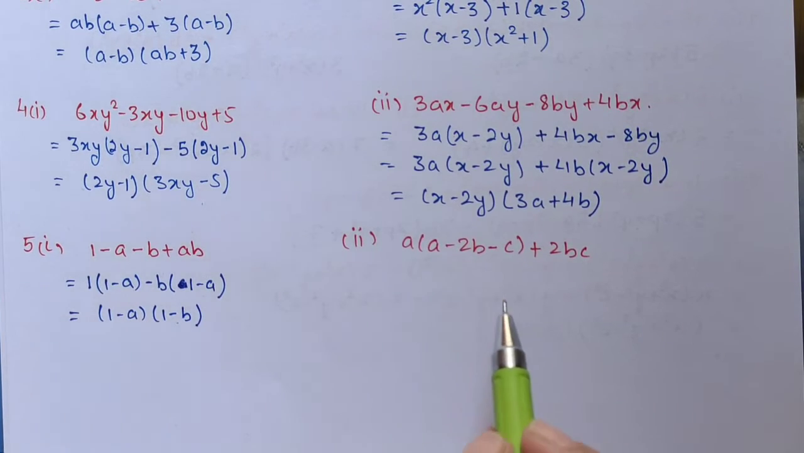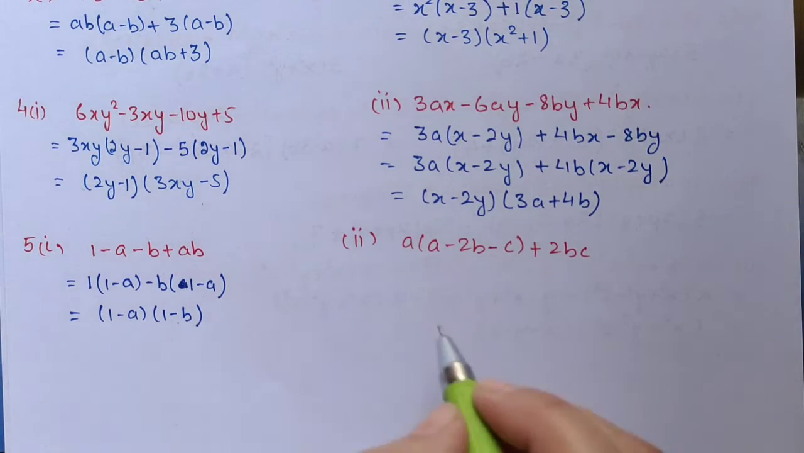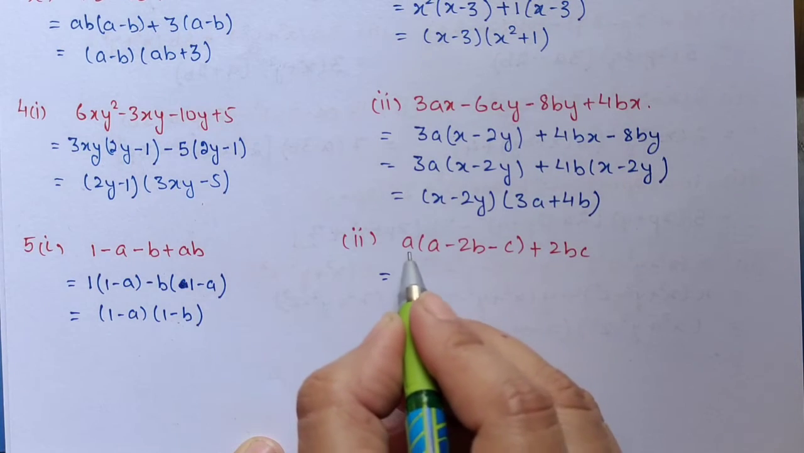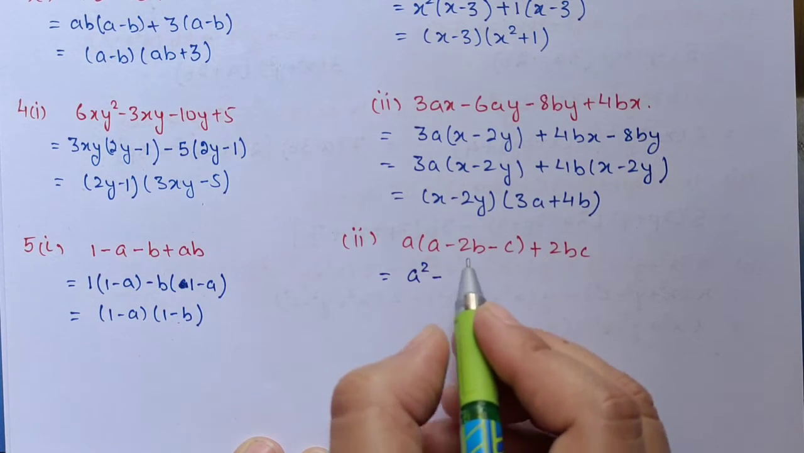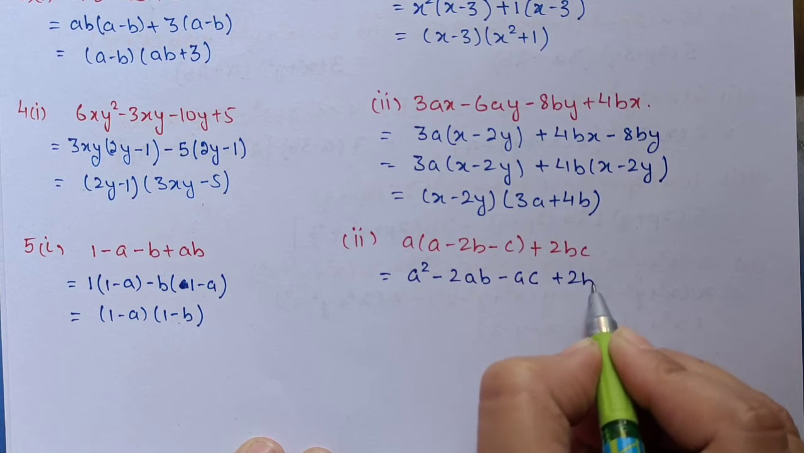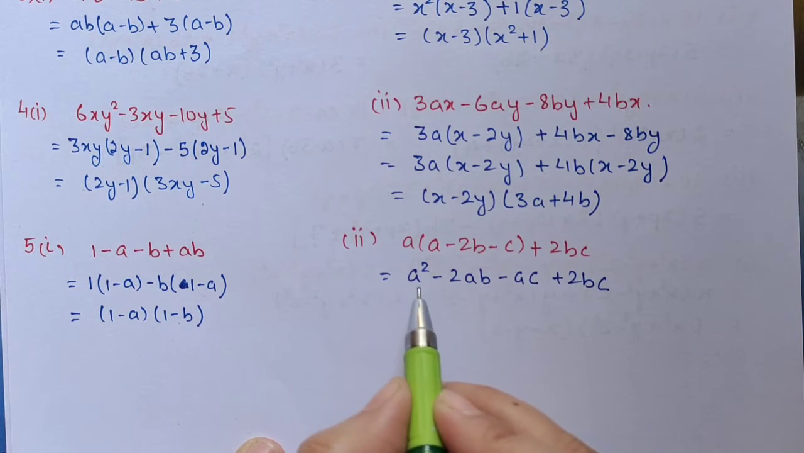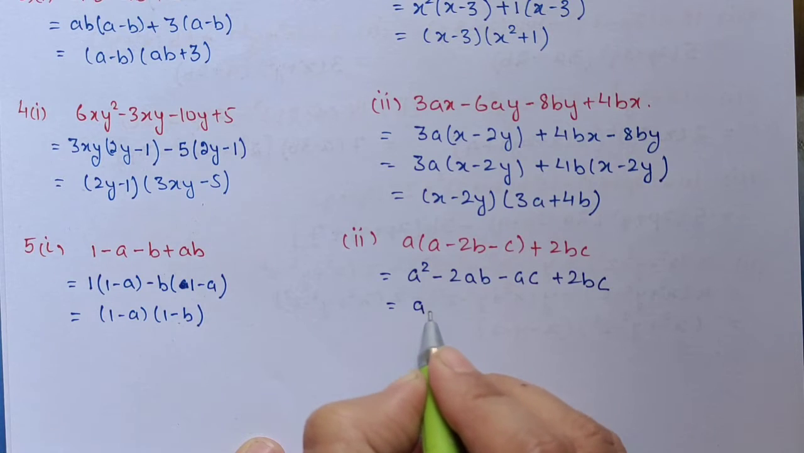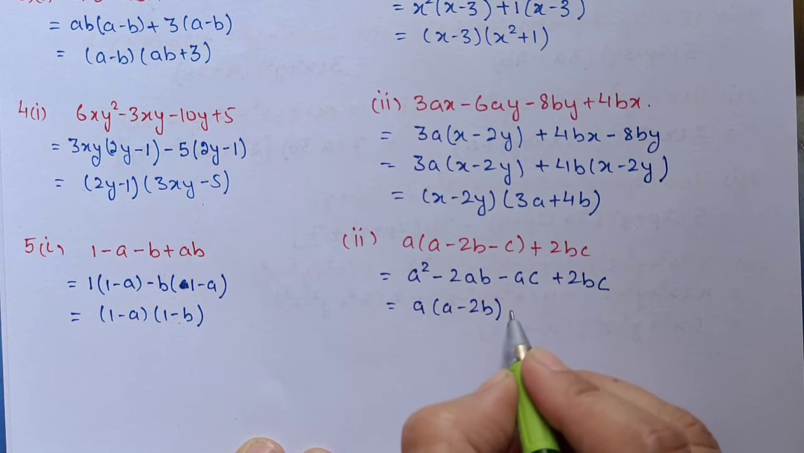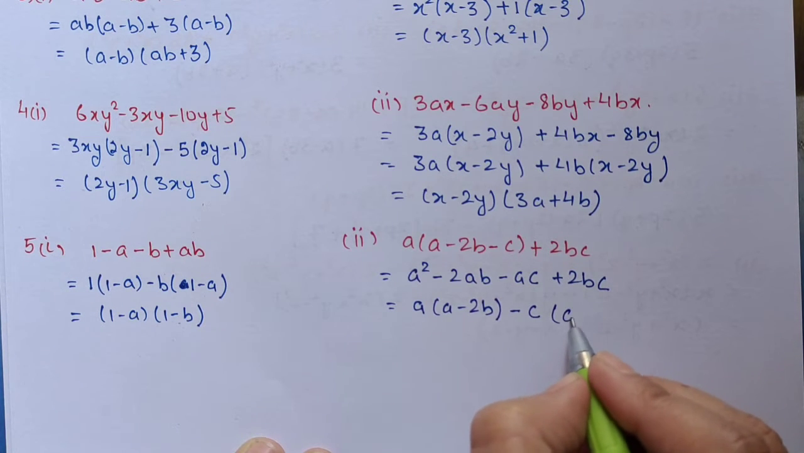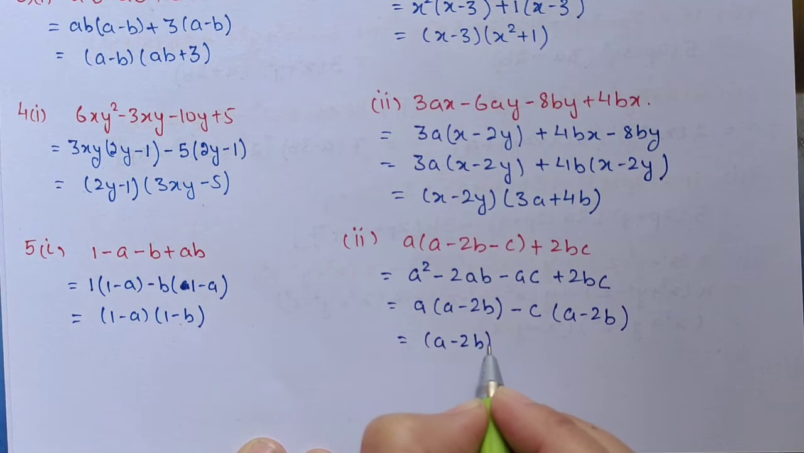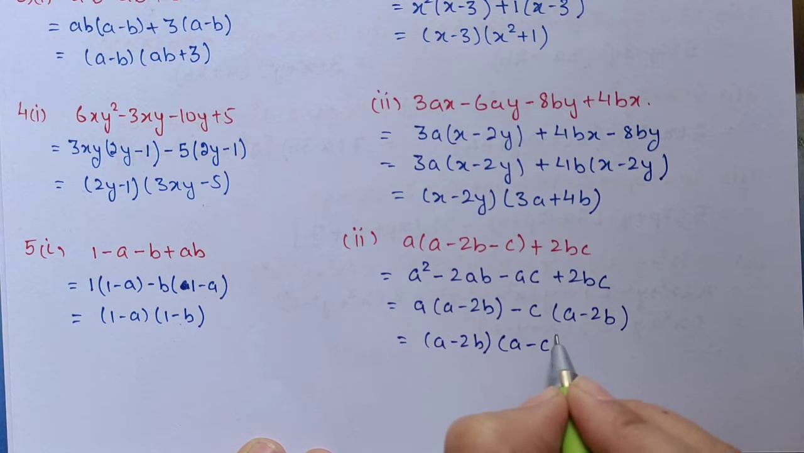In the second part, first we have to remove this bracket, then we will do the grouping. When we remove this bracket, this a we have to multiply with each term: a into a square, a into 2b is 2ab, and this will be ac plus 2bc. Now we will do the grouping. From the first two, a is common, a minus 2b inside the bracket. From the last two we can take out minus c as common, a minus 2b inside the bracket. Now this a minus 2b we can take out common, and another bracket will be a minus c.